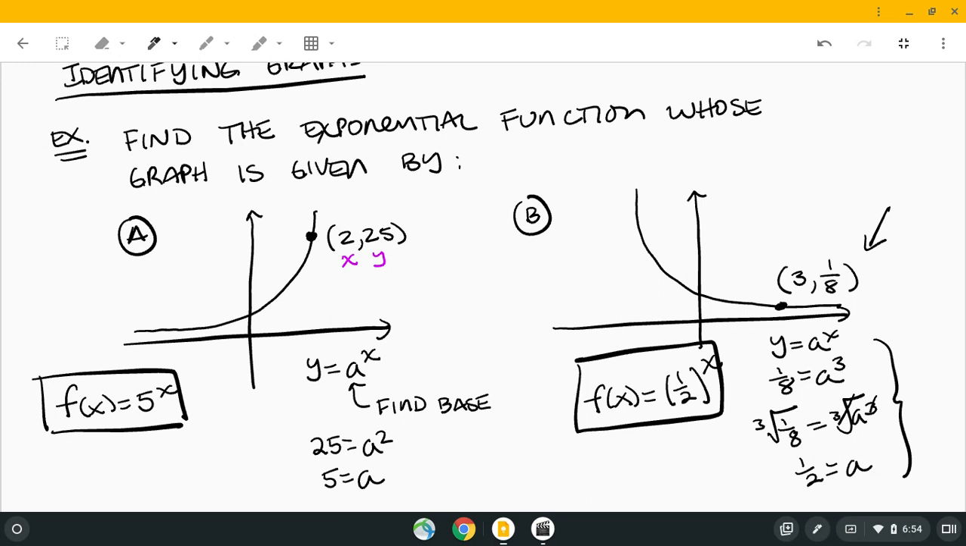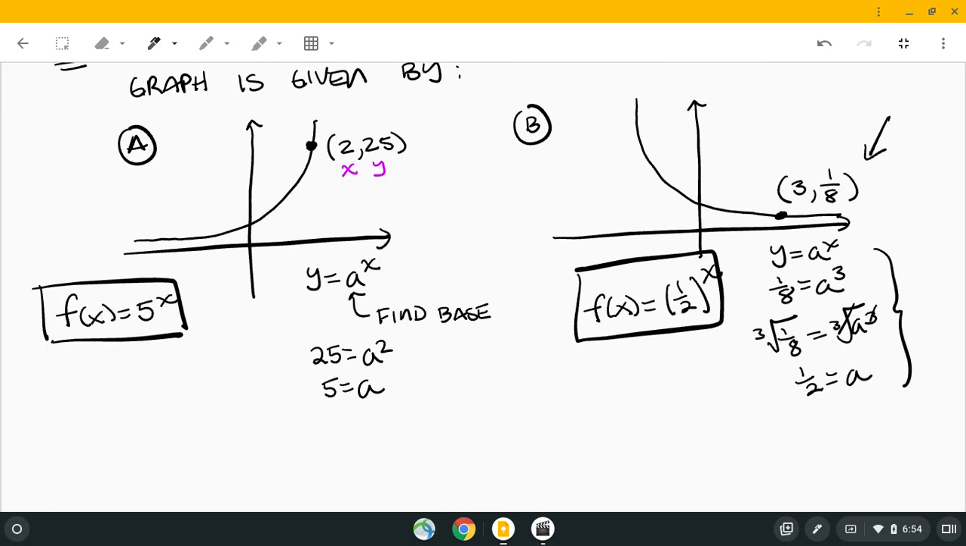Okay, so let's take a look at transformations, the shifting when we're graphing.